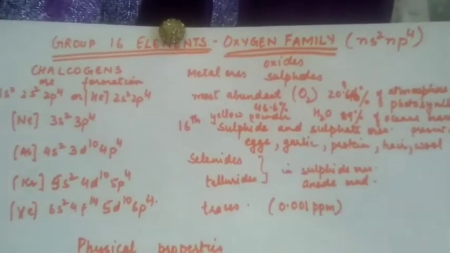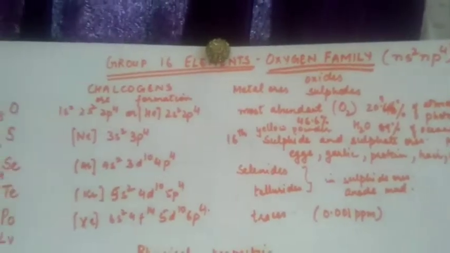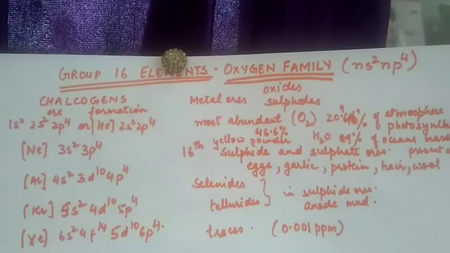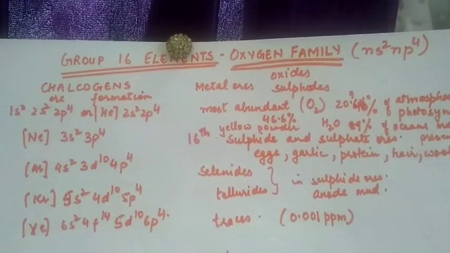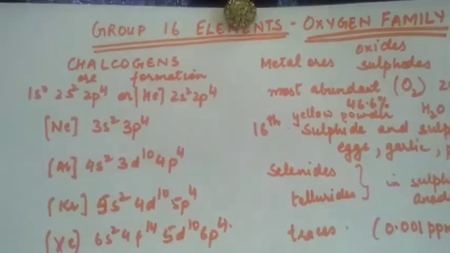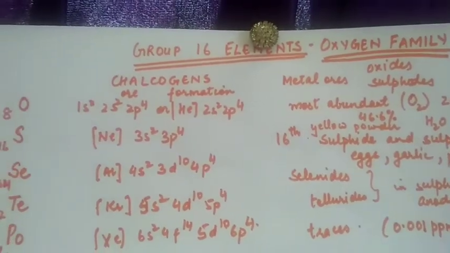The topic that we take today is Group 16 elements, the oxygen family. Their general electronic configuration is ns2 np4. The Group 16 elements are also called chalcogens.